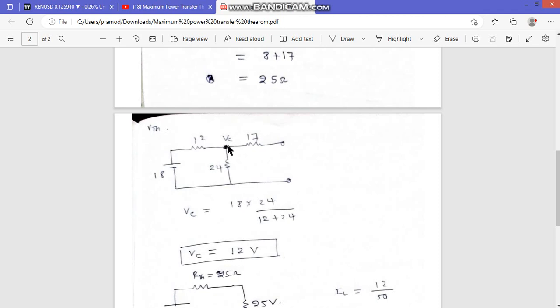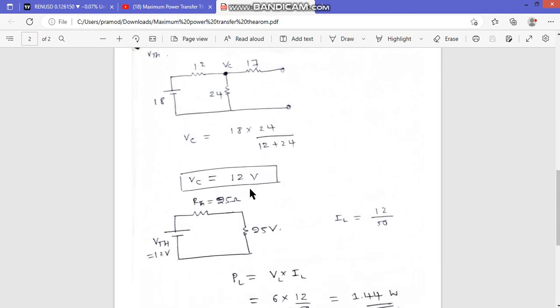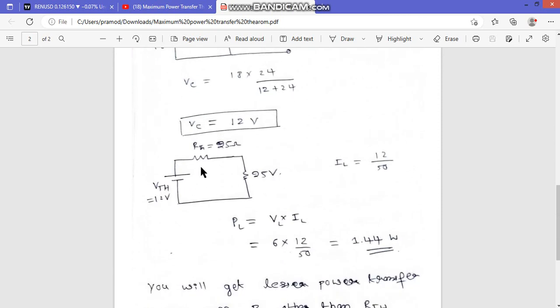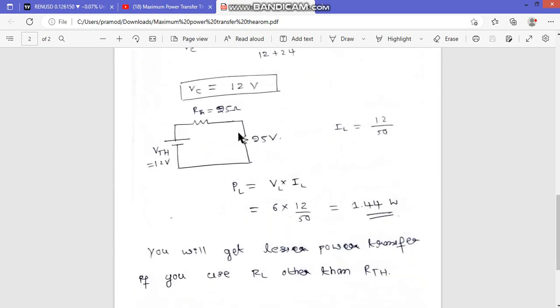How will you calculate VC? We can apply the voltage divider rule, right? So 18 volts is there, and 12 ohm and 24 ohm are in series. Since there is no flow of current here, this is simply a series. All the current coming here will flow through this resistance, so there is no need of considering this resistance. We can directly apply the voltage divider. VC equals 18 into 24 divided by 12 plus 24. If you calculate, you will get VC as 12 volts. VC is nothing but the voltage drop across these two terminals, that is your VTH, right? So VTH is 12 volts, RTH is 25 ohms that we have calculated from here.